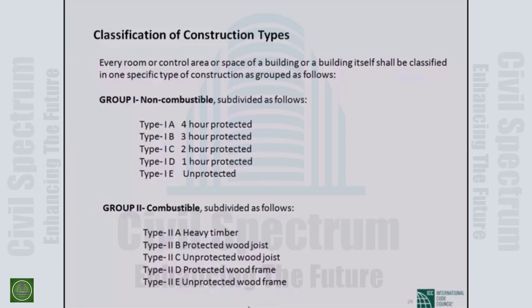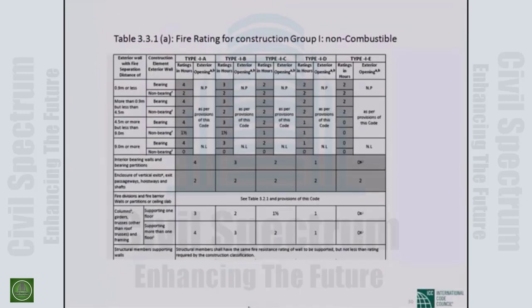From this understanding, you may think a Type 1A building has everything 4 hour protected. No. If it is a 4 hour protected building, not every element is 4 hour protected. For that you have to look at another table. I will show you that. This is the table: Type 1A, Type B, Type C, Type D, Type E. You can see from here that some elements of Type 1A are 4 hour. Some elements are not 4 hour, they are less than 4 hour, that is 2 hour, half hour. There are different fire ratings.